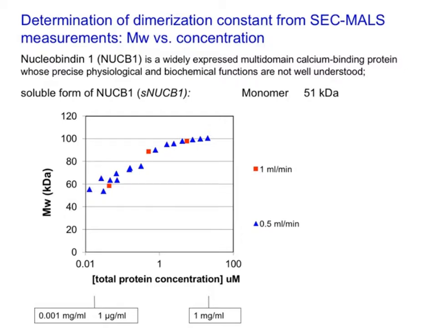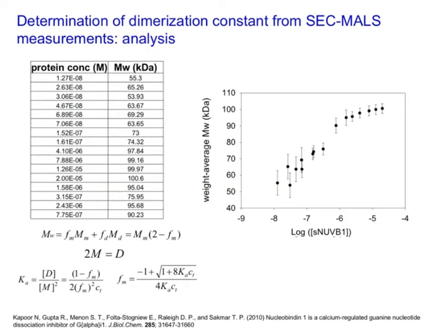And this is exactly what we observed, regardless of whether we measure the protein molar mass at half a mil per minute or 1 mil per minute. The molecular weight is only dependent on the concentration, not on the time that it takes to analyze the protein.